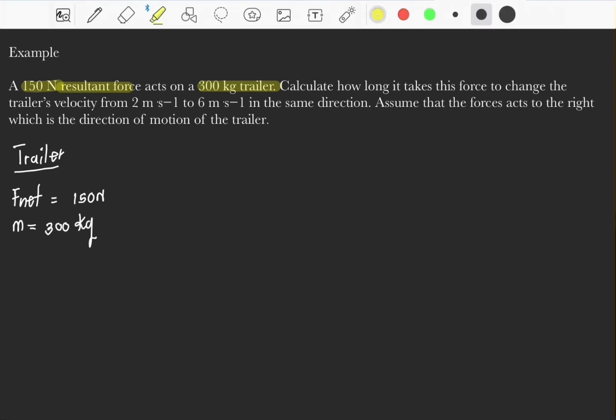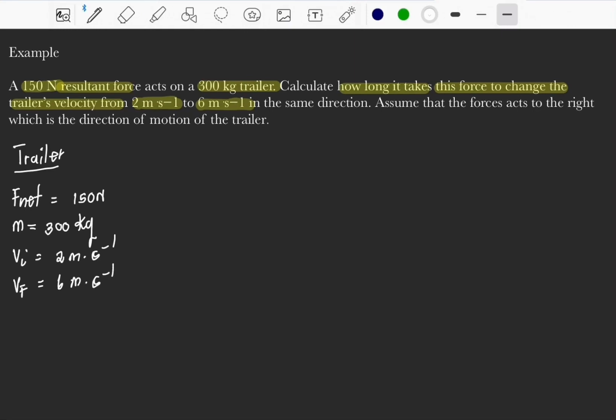And then it is said: calculate how long it takes this force to change the trailer's velocity from 2 meters per second to 6 meters per second. So you also write this information as well. They say that the initial velocity of the trailer is 2 meters per second, and then our final velocity, we want it to be 6 meters per second.